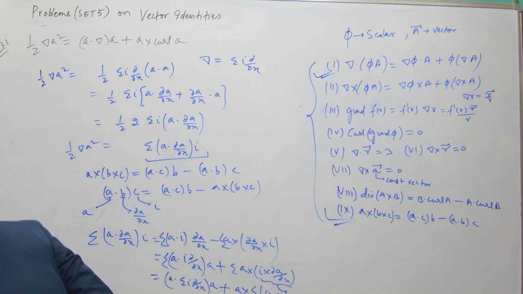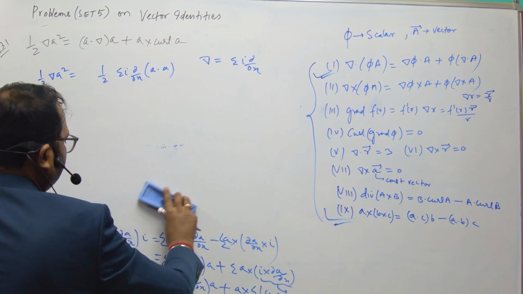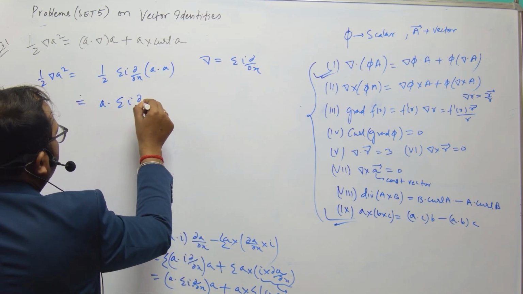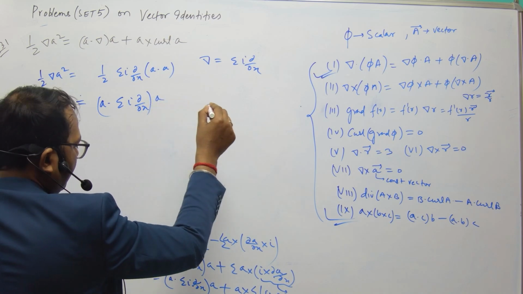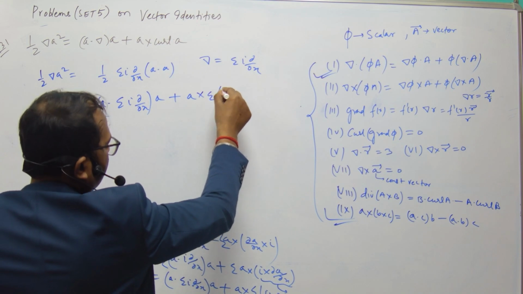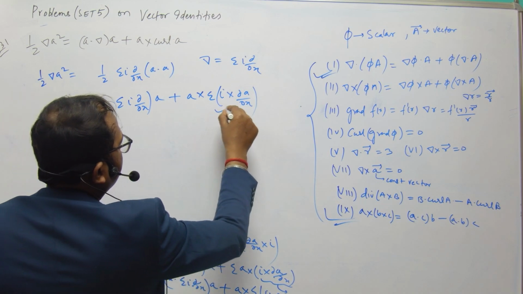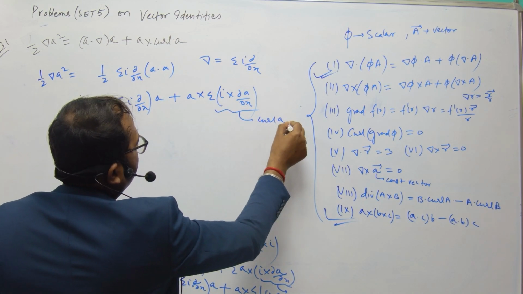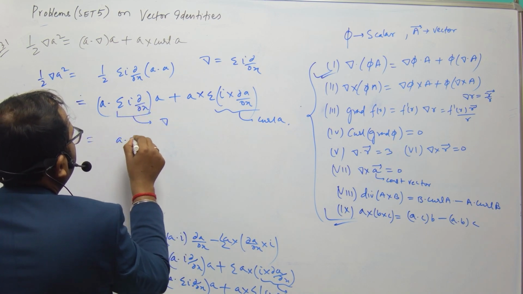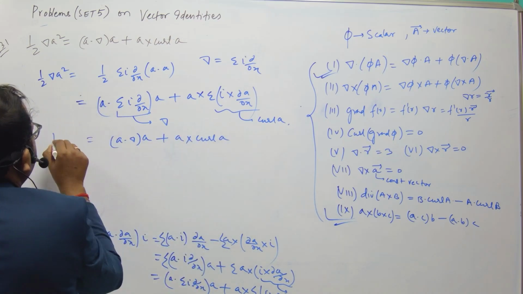Let us further simplify this. We have the value as, this value is equal to A dot summation i del upon del x of A plus A cross summation i cross del A upon del x. This expression is nothing but curl of A. This expression, summation i del A upon del x, is del. So this is equal to A dot del into A plus A cross curl of A. This is nothing but half of del A square.